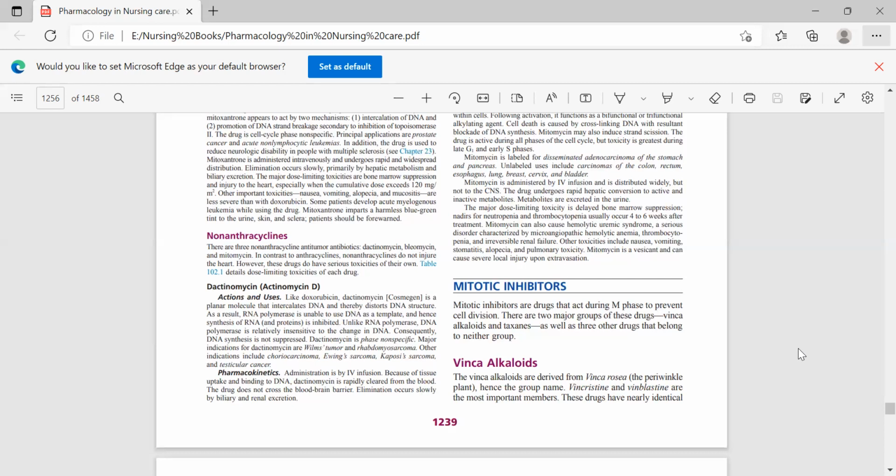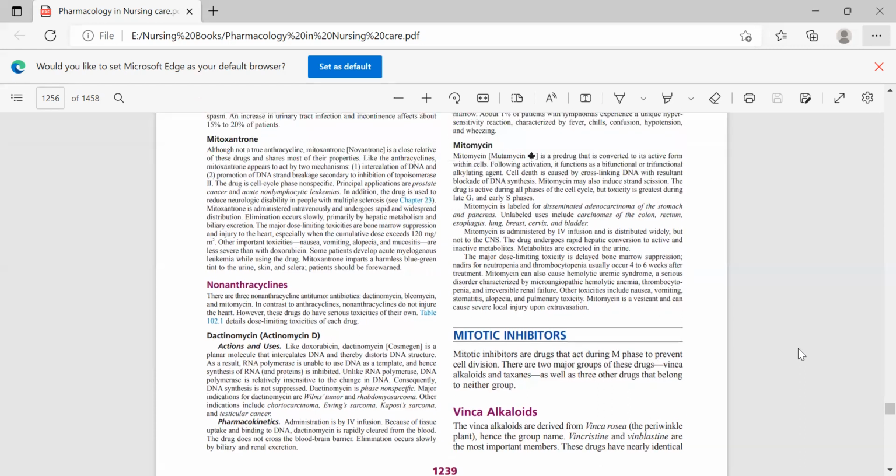Toxicity includes bone marrow suppression and oral and GI mucositis. Nausea and vomiting may be severe. Other toxicities include diarrhea, alopecia, folliculitis, and dermatitis in irradiated areas. Dactinomycin is a strong vesicant, so extravasation will cause severe local injury.